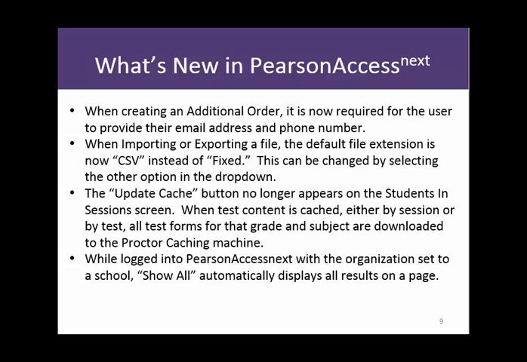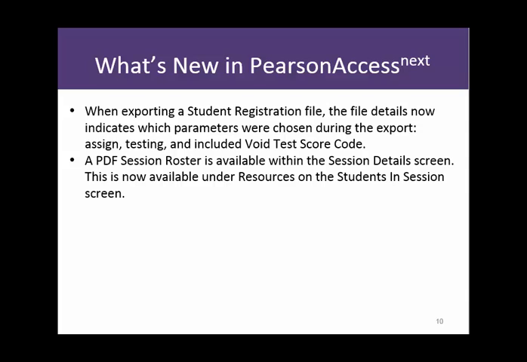And the last bullet: when logged into Pearson Access Next with the organization set to a school in your upper right-hand corner, Show All automatically displays all results on a page. So if you're going to see students or sessions or users, if your organization is set to a school level in that upper right-hand corner, you will automatically see all students in your school, all users in your school, all sessions in your school. You no longer have to select Show All.